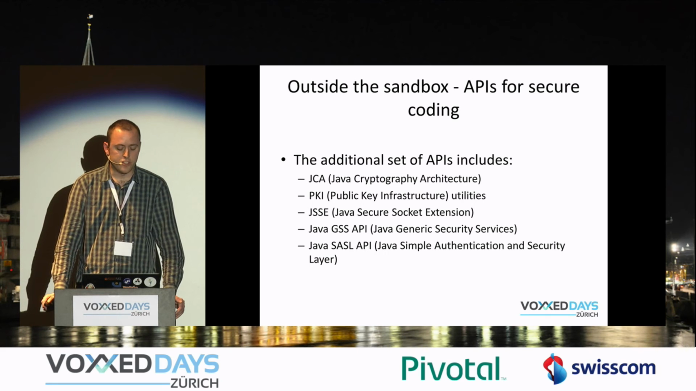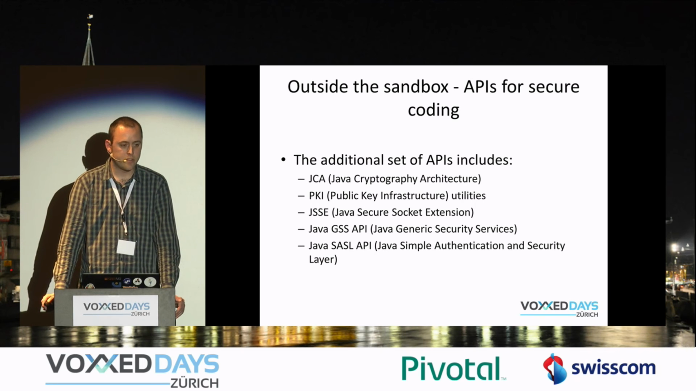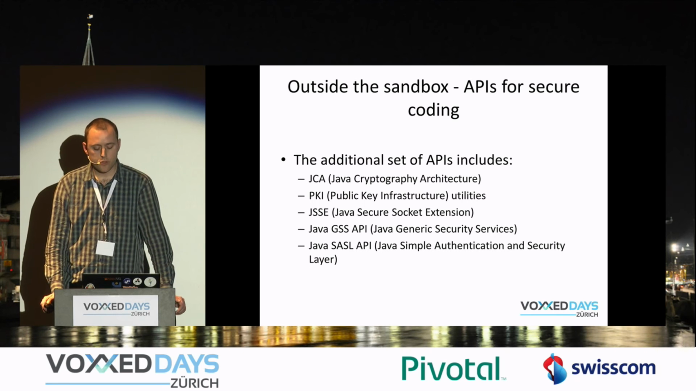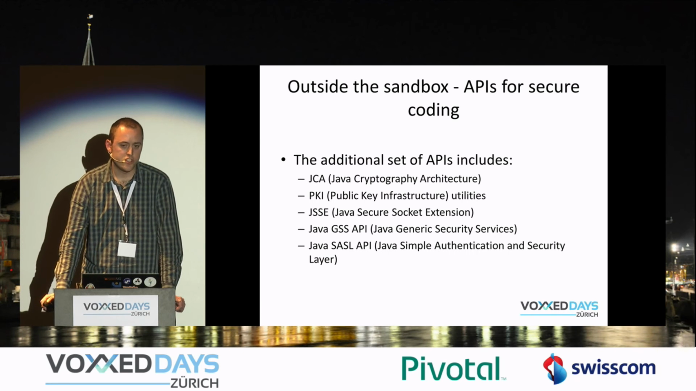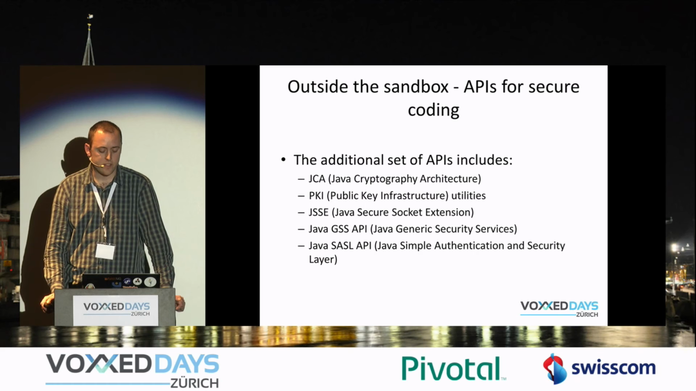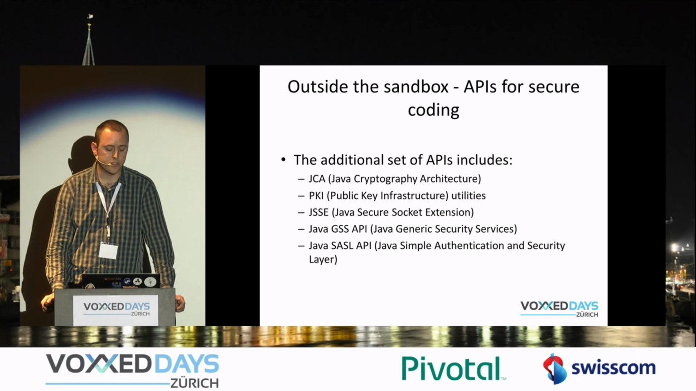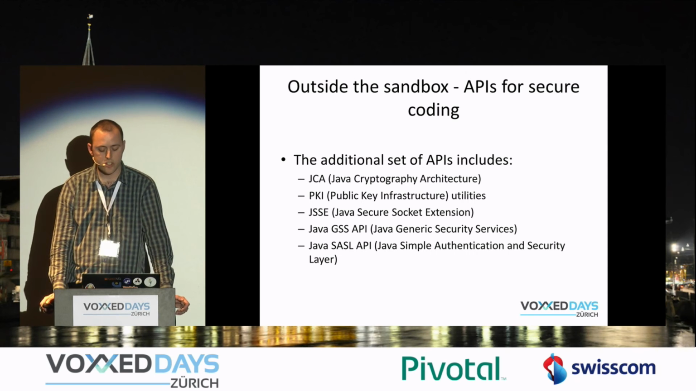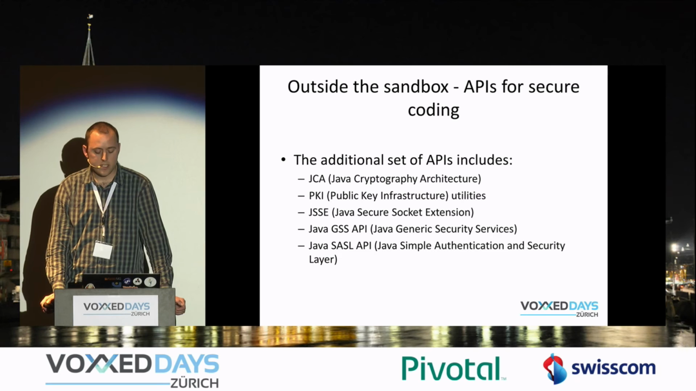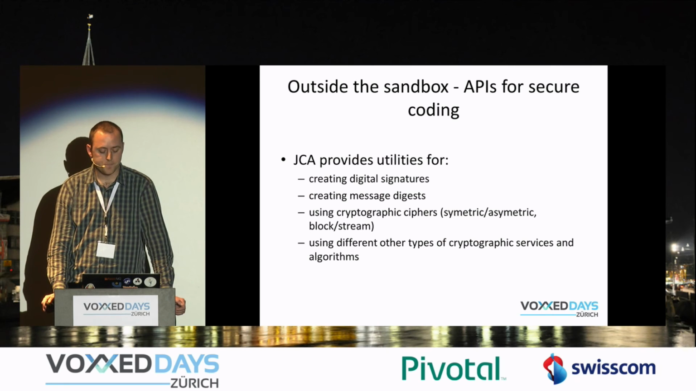These are effectively JCA, or the Java Cryptography Architecture, the public key infrastructure utilities that allow you to set up and use a public key infrastructure. Also the Java Secure Socket Extension, which is just an extension of the standard Java sockets. The Java GSS API, which is an alternative mechanism to the JSSE or the Java Secure Socket Extension. And also the Java Simple Authentication and Security Layer.